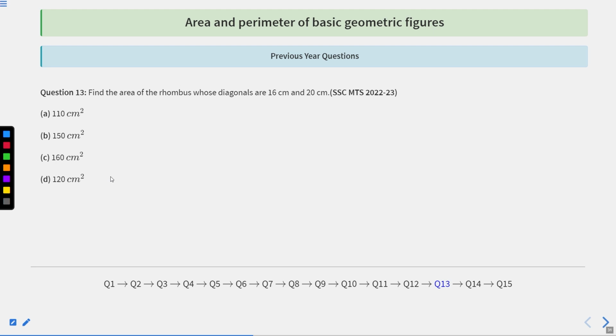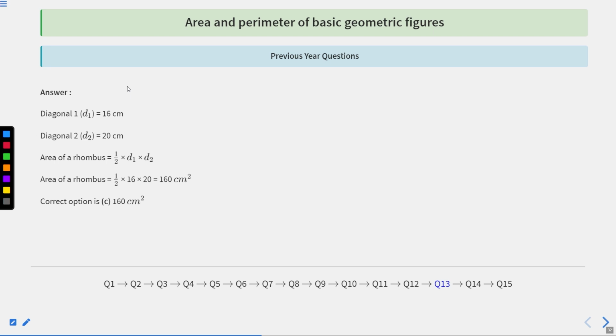Moving on to problem number 13. Find the area of a rhombus whose diagonals are 16 centimeter and 20 centimeter. So a rhombus is given to us whose diagonals are 16 centimeter and 20 centimeter, and we are interested in finding the area of that particular rhombus. So let us see how you do that.